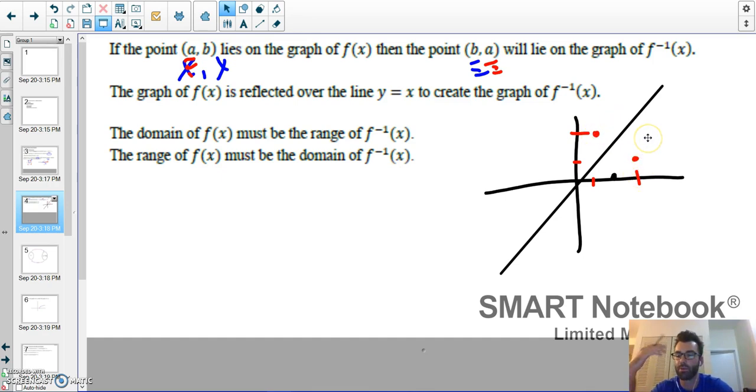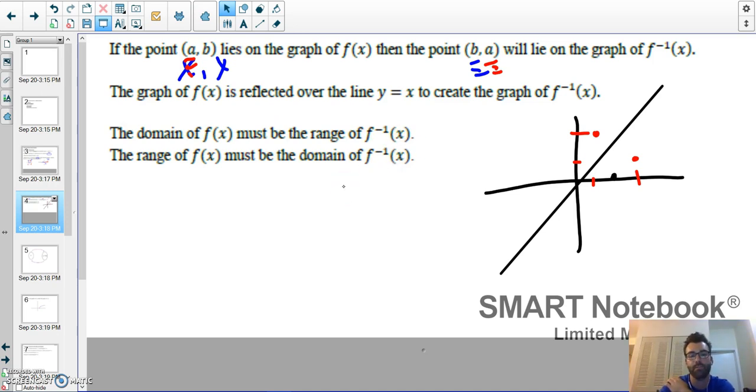It's kind of like, remember we've talked about reflection over the x-axis, reflection over the y-axis. Well, now we're talking reflection over the line y equals x. And that's why this fact makes sense: the domain of f of x must be the range of f prime of x.